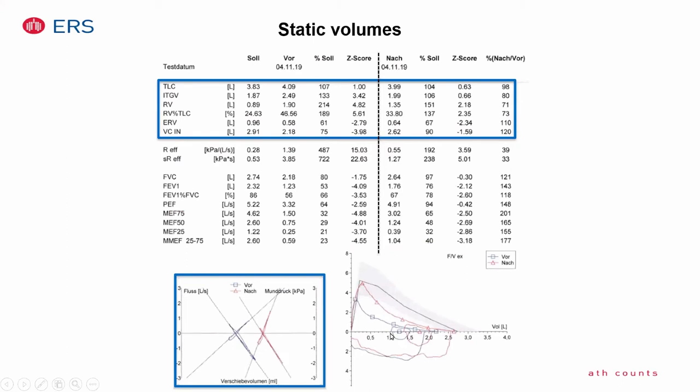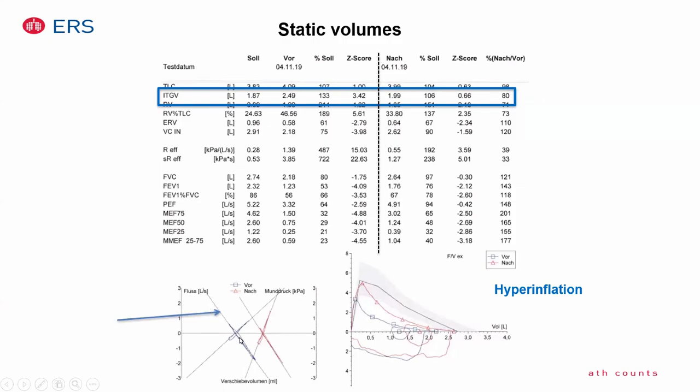So I start by looking at the static volumes. These are the numbers here. You see TLC, IgG, and so on. And this will be here somewhere in this curve. And if you look which curve you have to look at, it's this curve here. It's the FRC curve. The blue one is really what the patient has done.